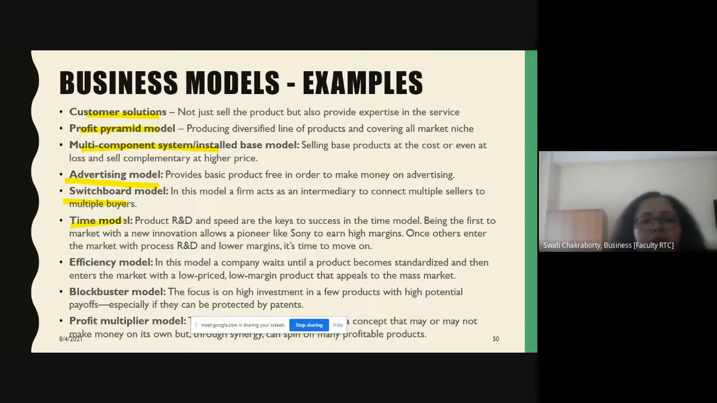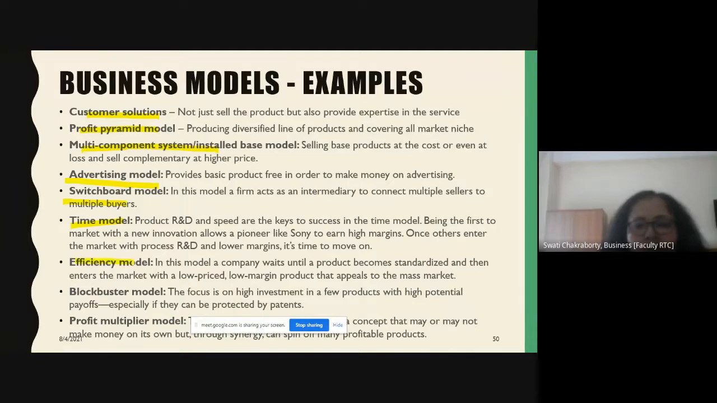Time model, where the product, research and development, and speed are the keys to success. It's about being the first to market. Here we talk about companies which are first to market with a new innovation that allows them to earn higher margins, for instance, Sony.